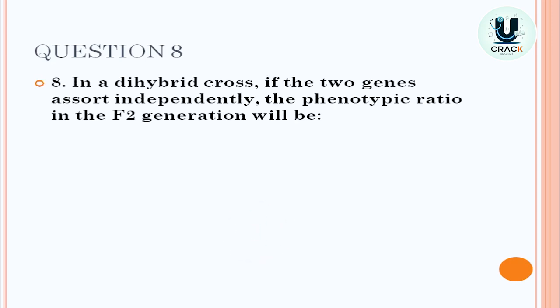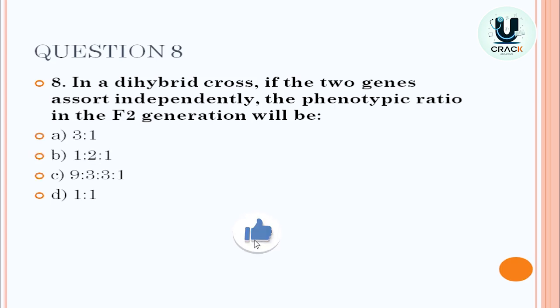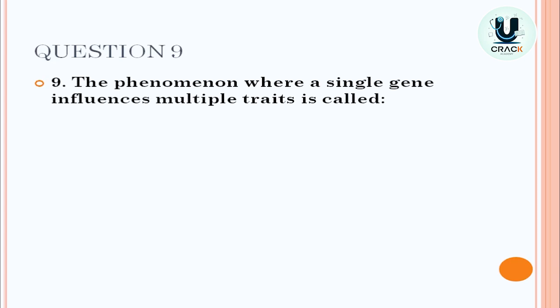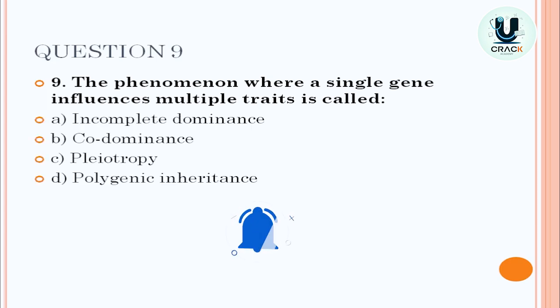Question number 8. In a dihybrid cross, if two genes assort independently, the phenotype ratio in the F2 generation will be A. 3:1, B. 1:2:1, C. 9:3:3:1, D. 1:1. Answer C, 9:3:3:1.